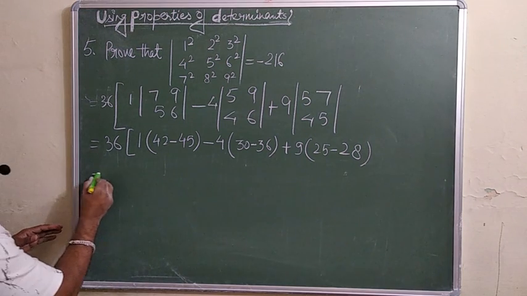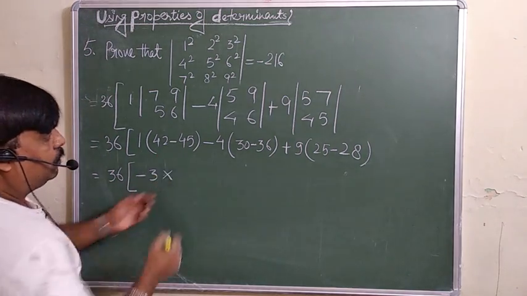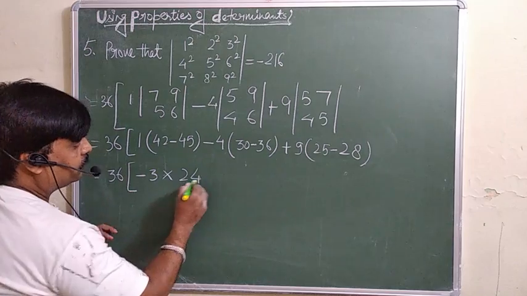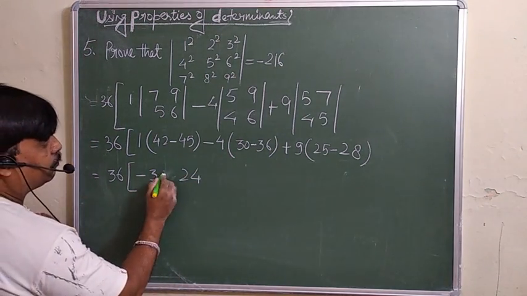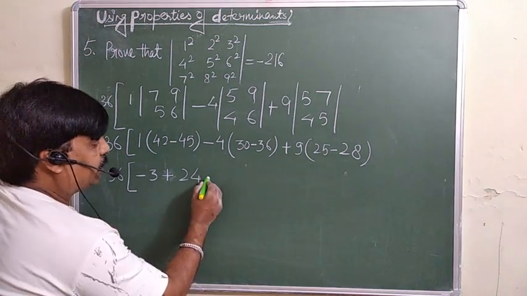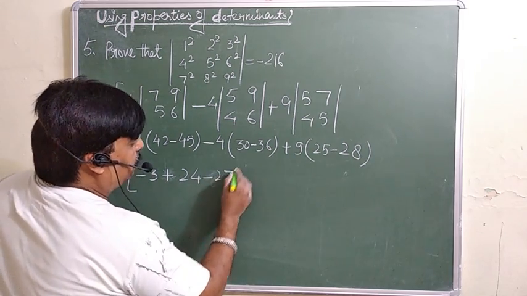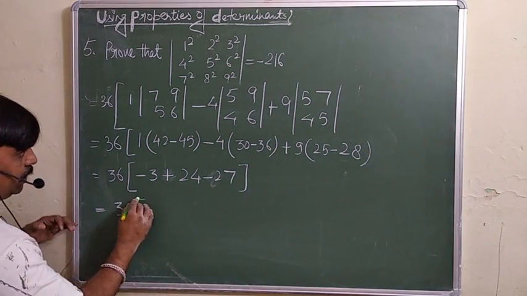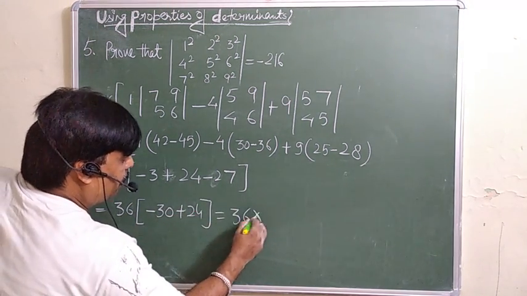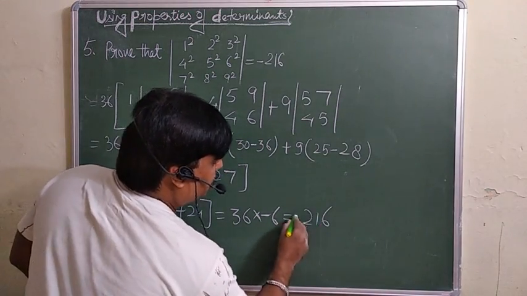So this is equal to 36 times: 42 minus 45 is minus 3, and then minus 4 into minus 6, which becomes a plus, so that is plus 24. And then 9 into minus 3 is minus 27. So you are getting 36 times (minus 3 plus 24 minus 27), which is 36 into minus 6. You can solve this: 6 times 6 is 36, 36 times 6 is 216, so minus 216, which is what you wanted to prove.